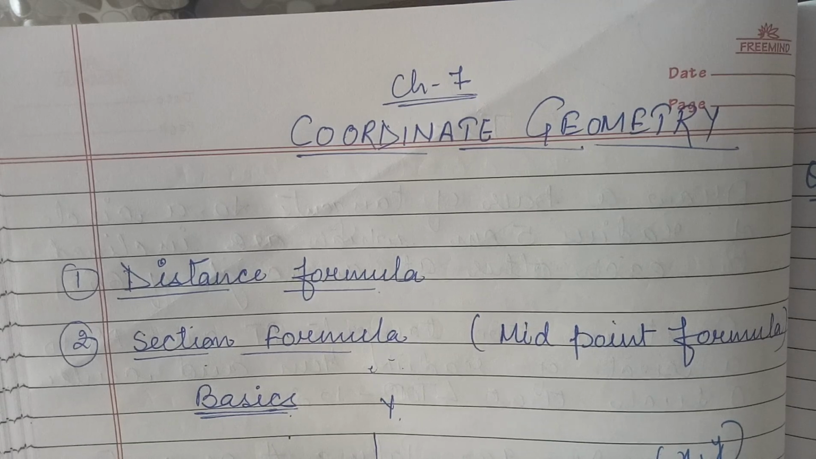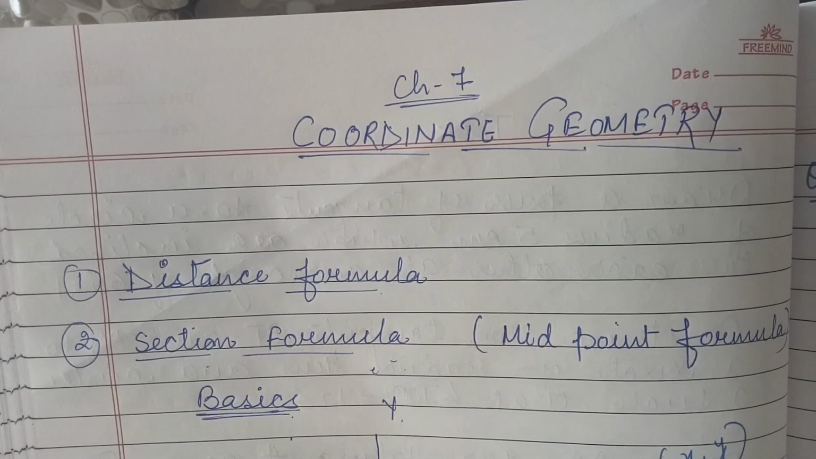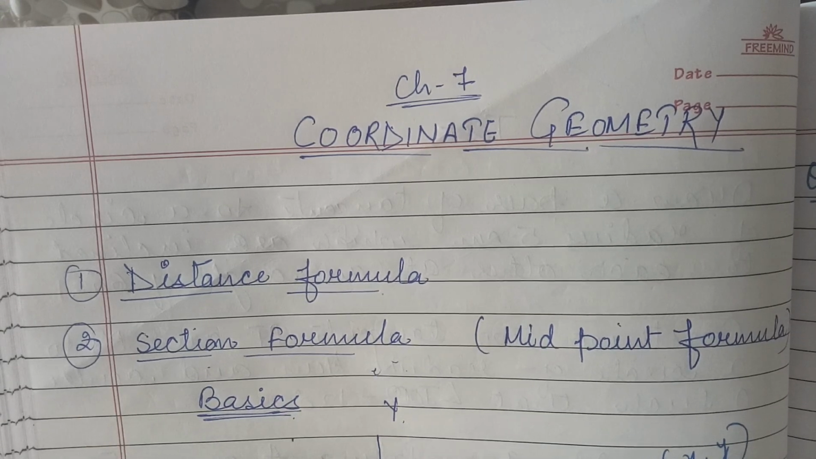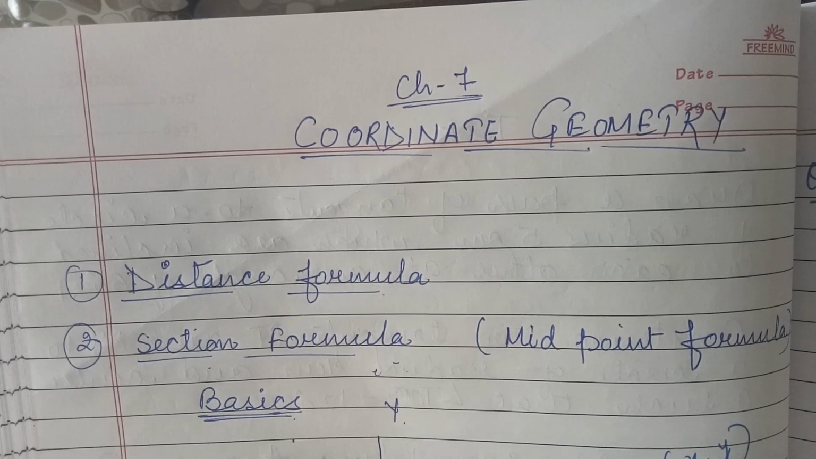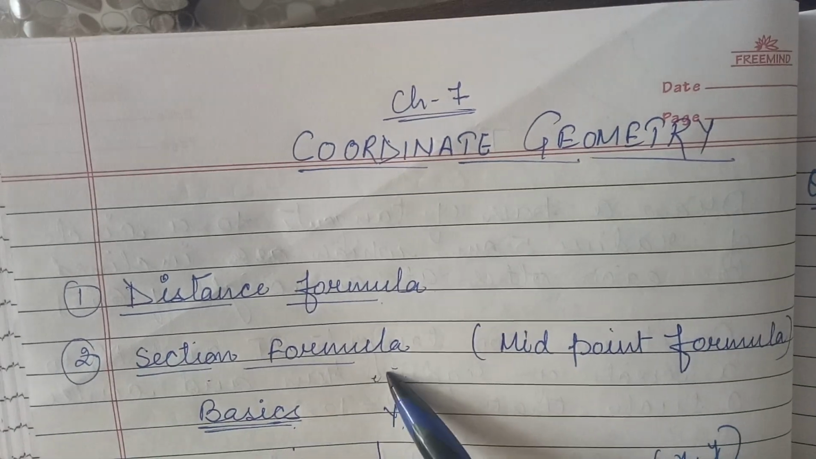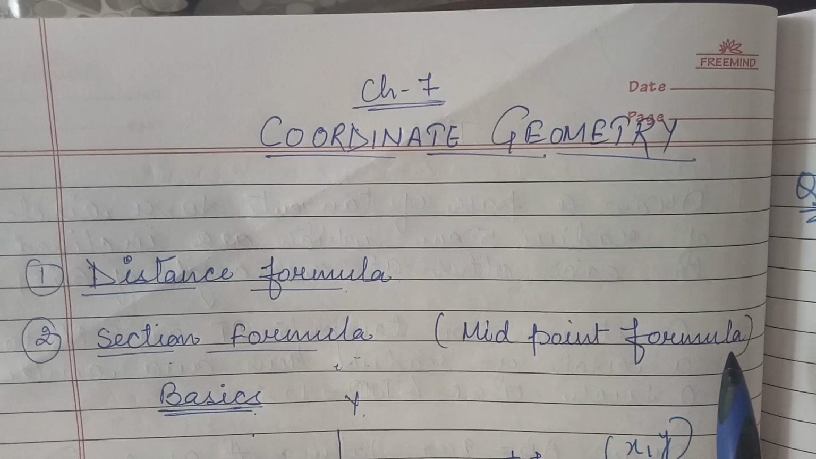Dear students, today we are going to start the next new chapter, chapter number 7, coordinate geometry. This is a very easy chapter, and from the board point of view, it is very easy. Here in this chapter, we will work on two formulas. One is the distance formula and the second is the section formula. And in the section formula we will work on the midpoint formula also.